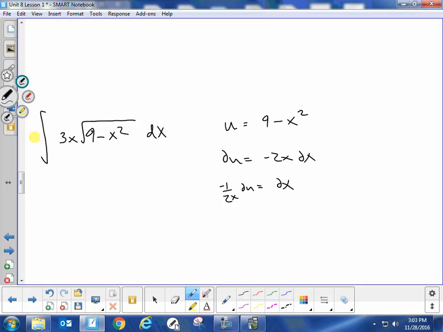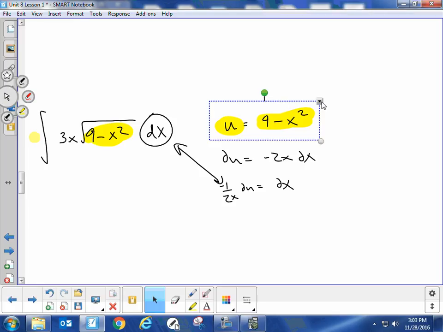Next, we will substitute in what u is equal to, and we will substitute in what dx is equal to. So dx is here. I'll replace that with that. U, this guy, u goes here. Go ahead and do that.